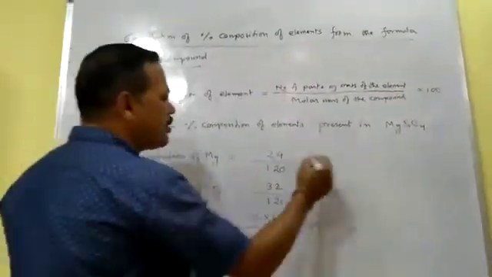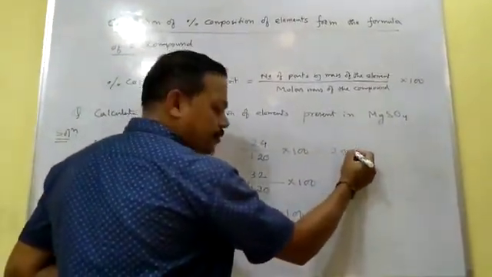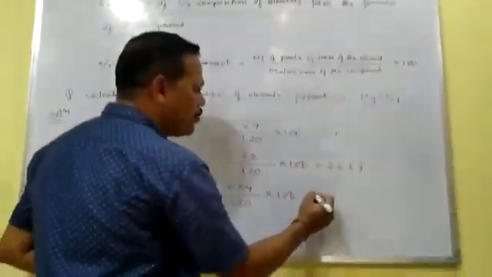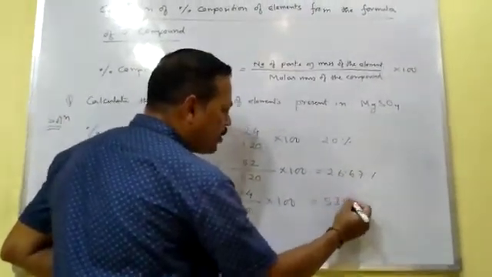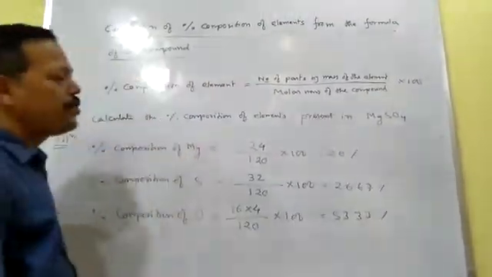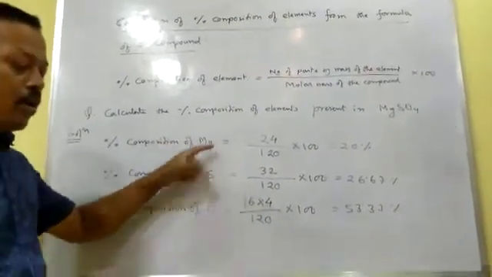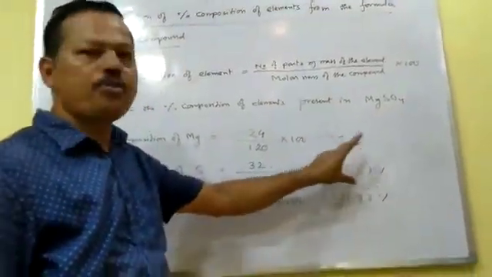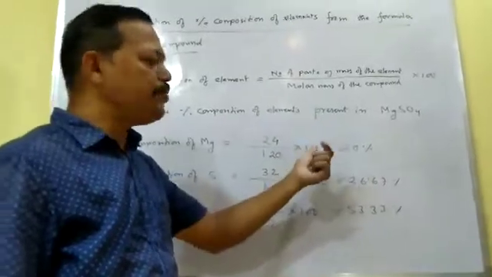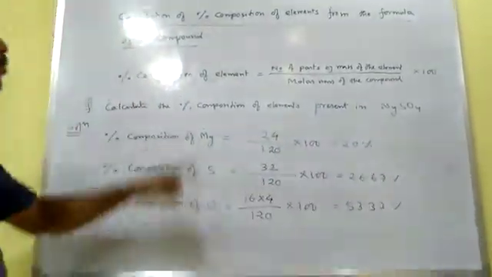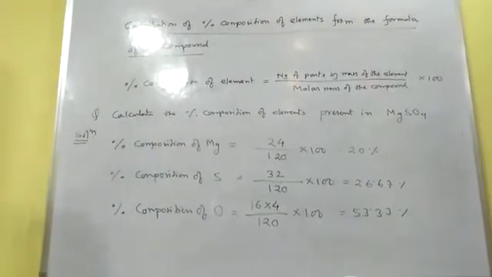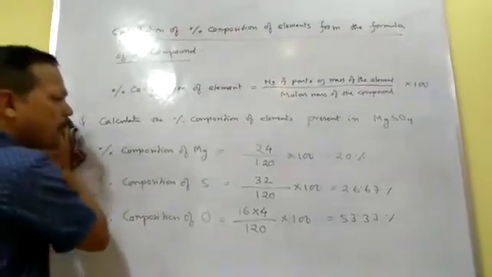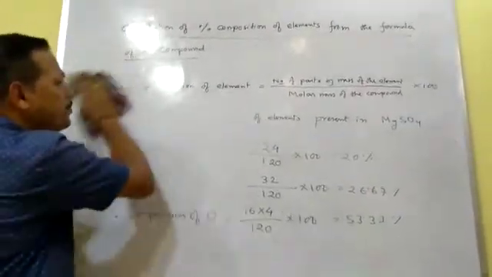So when you calculate this, you will get 20%, when you calculate this, you will get 26.67%, and when you calculate this, you will get 53.33%. So like this way you can find out the percentage composition of different elements. But one thing you should know, the total percentage, when you add this thing, it should be 100, because we are determining the percentage, so total must be 100. So like this way you can find out the percentage composition of different elements present in a compound. So this is one of the topics. You will get this type of question in exam.